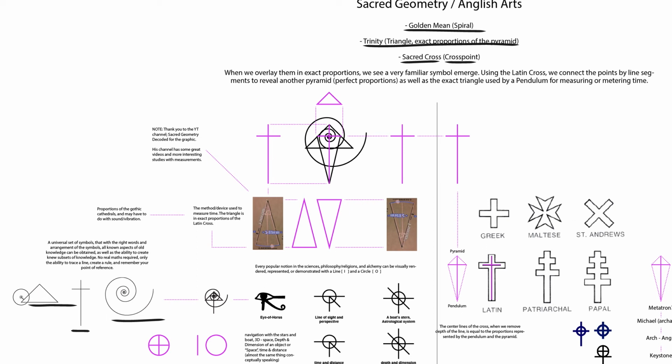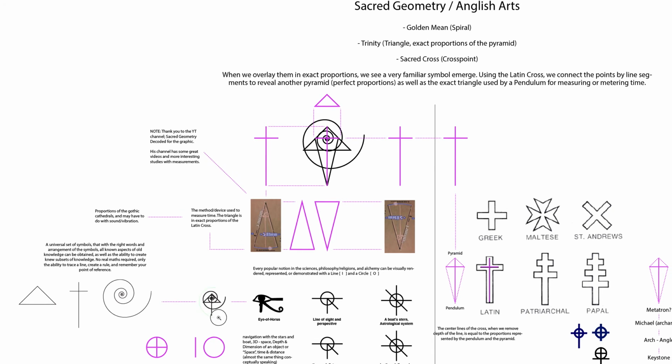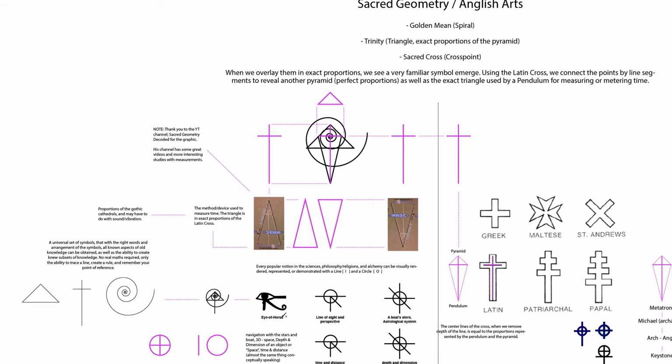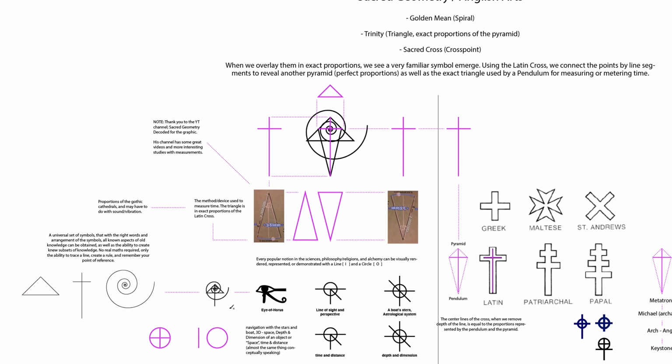So what I did is I basically built a triangle to the exact proportions of the pyramid, built a golden mean in relationship and scale to that, and then built a cross using the same measurements. So everything was built in proportion to one another. And what I found when I overlaid them was how similar, right here in the dead center, how similar they look to the Eye of Horus. So let's just stop right there. I'll let that settle in for a minute.